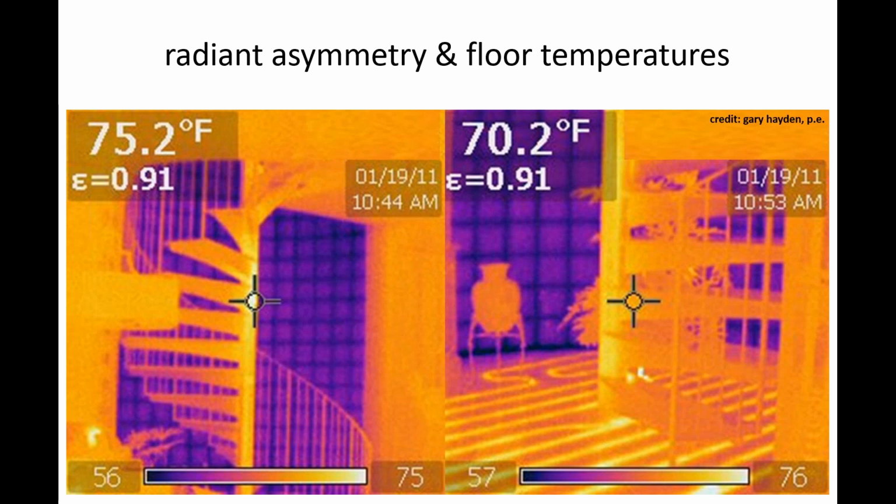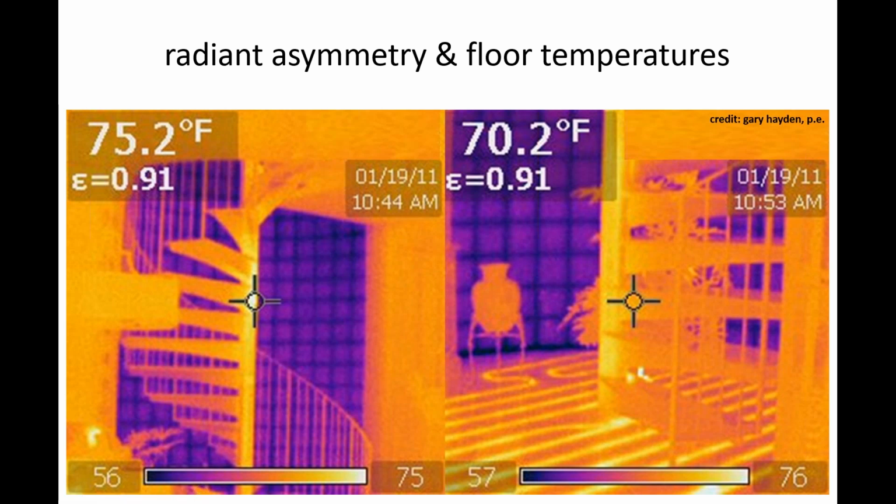But when it gets really cold outside, then you can have these cold walls. In this case, they're using glass block construction, and they're compensating for this discomfort with radiant heating. But the radiant heating also provides that other extreme. So you can imagine the radiant asymmetry that occurs in the space, but also the floor temperature.